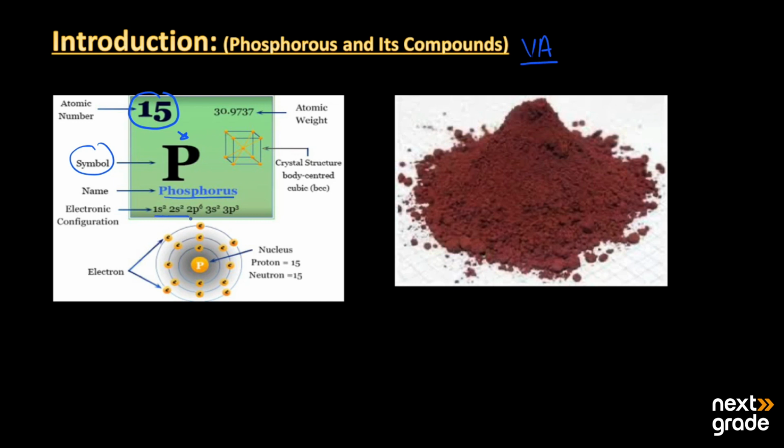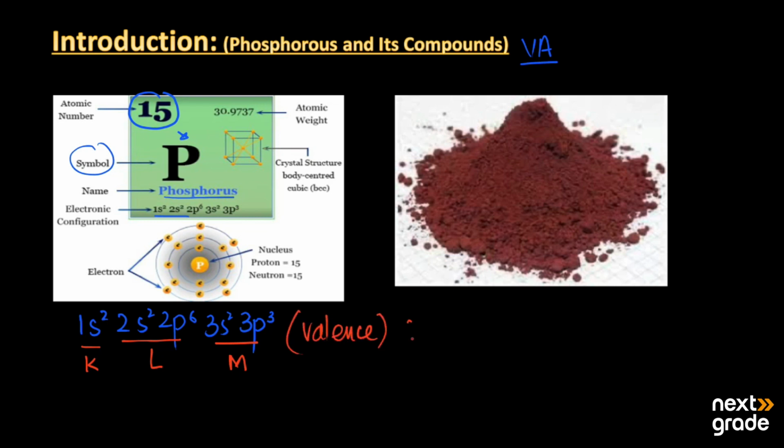Its electronic configuration is given as follows. I'm going to write it over there again: 1s2, 2s2, 2p6, 3s2, and 3p3. In which this is its first shell K, this is the second shell L, and this is the last shell, or the valence shell, that contains 3 plus 2, 5 electrons. So its valence shell contains 5 electrons. Its atomic weight or mass number is 30.9, that we can take as 31 gram per mole. Its crystal structure is body-centered cubic.